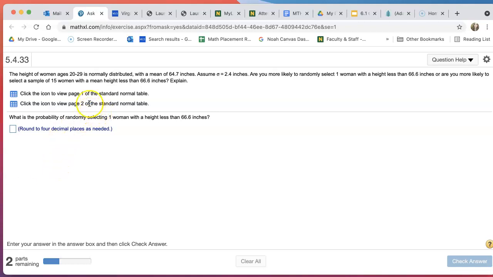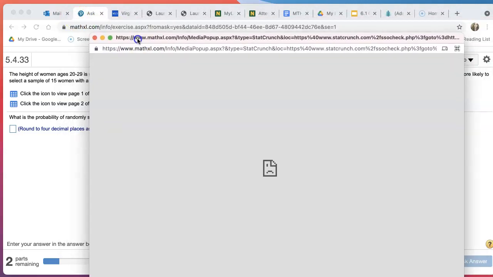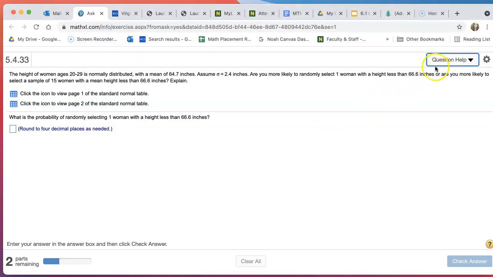The height of women ages 20 to 29 is normally distributed. Okay, they said normally distributed. Guess what I'm opening? I'm going to open up my StatCrunch normal calculator, or you should be getting your standard normal table from the back of the textbook.